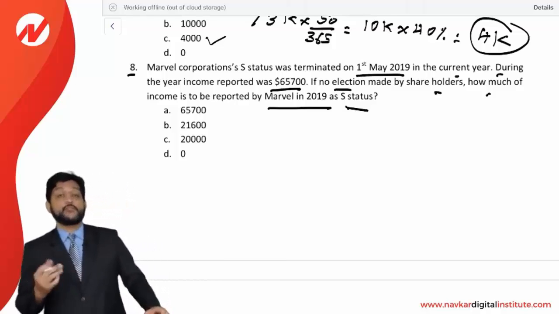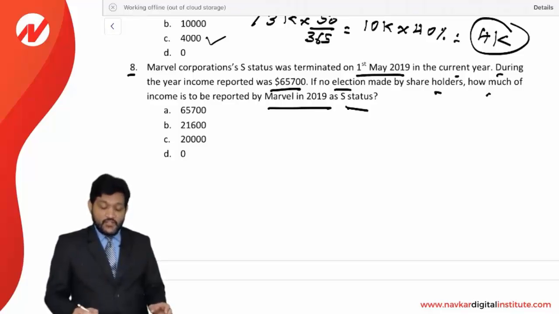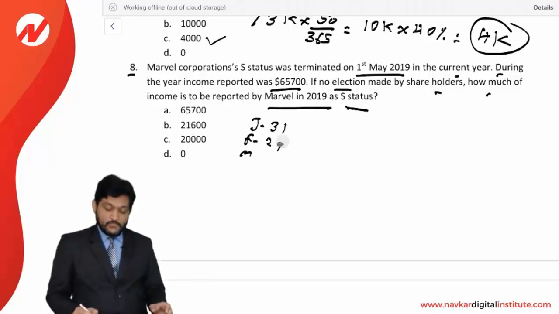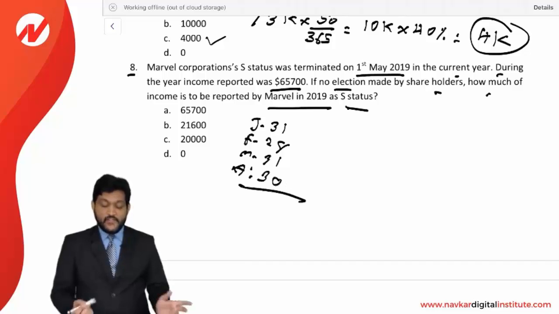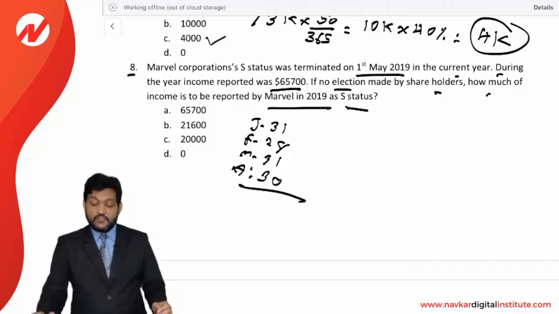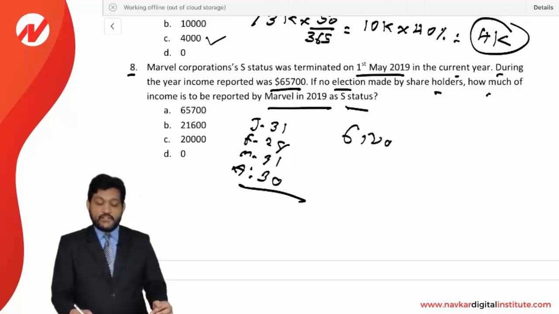So we need to just make it proportionate. Okay, total income is 65,700 and 1st May. So you need to calculate the days actually. January 31 days, February 28, March 31, April 30. Okay, fine. On 1st May the status has been lost. So if we just make a total, 31 plus 28 plus 31 plus 30, it is 120 days. Okay, so 65,700 is a full year income.